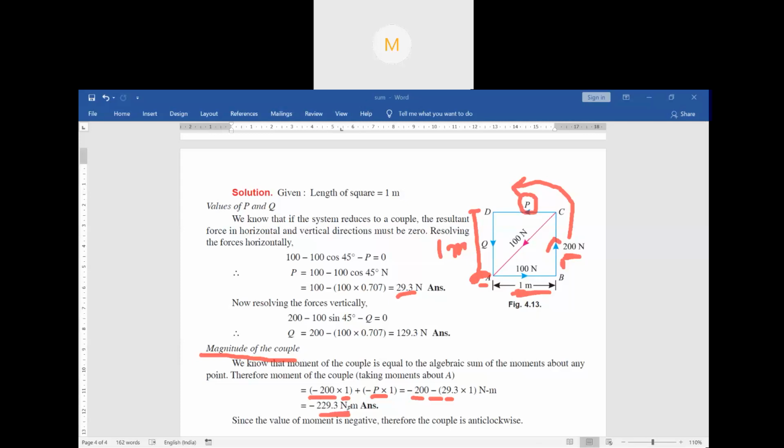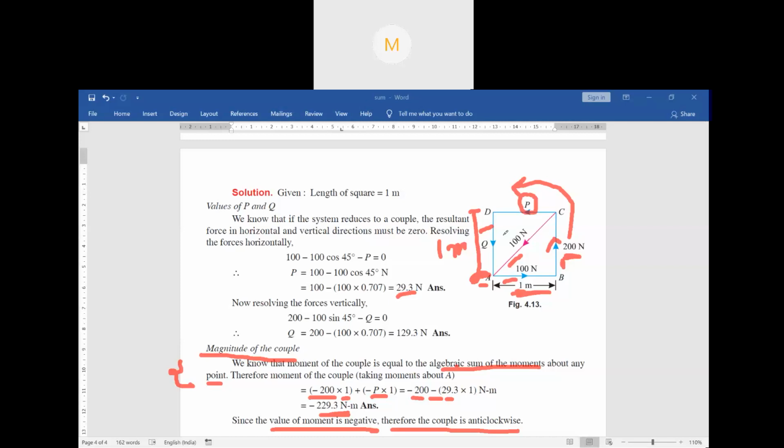So this is the solution. Therefore, the moment is negative. Therefore, the couple is anti-clockwise. Now, you should always remember this. The moment of the couple, that means if it is given as a couple, it is equal to the algebraic sum, the summation of the moments about any point. Now, you can ask me one thing. Why didn't you consider this one and maybe this one and this one, right? Now, look, these three forces, the Q, the 100 Newton, and the bottom.